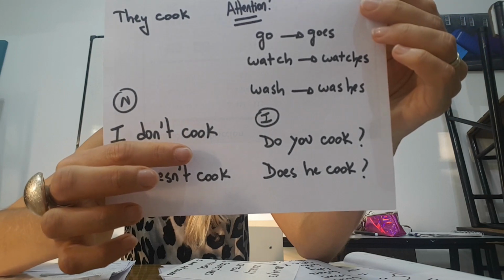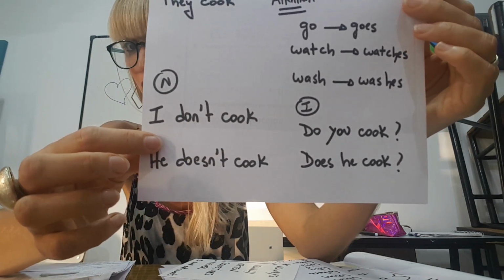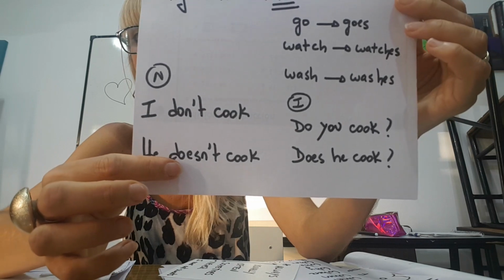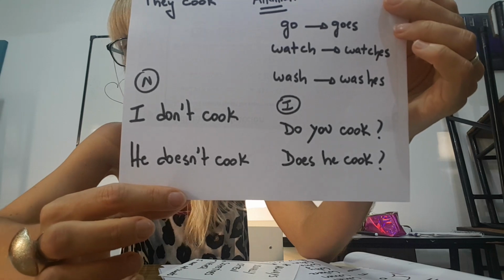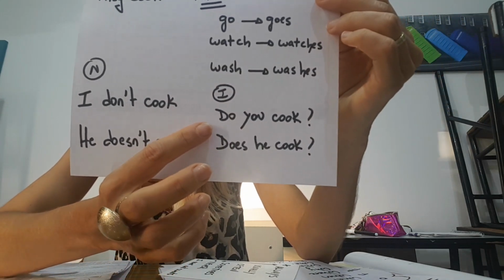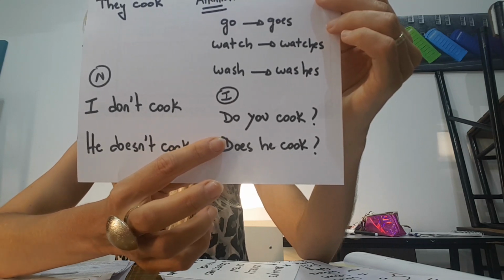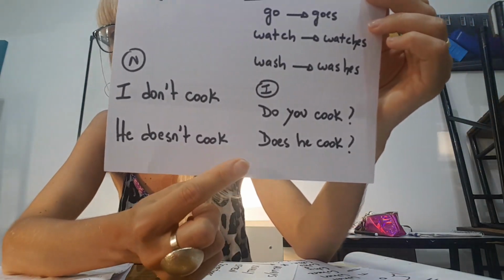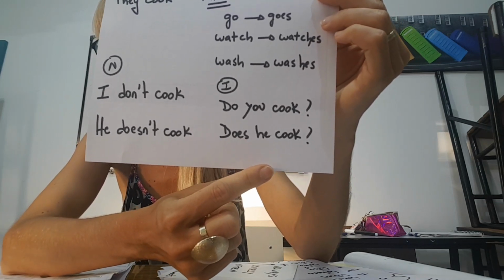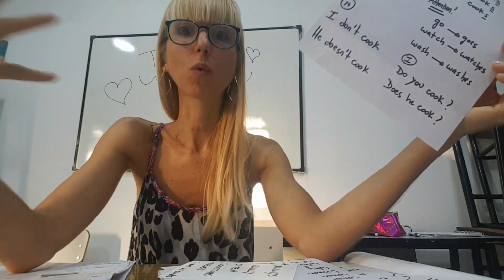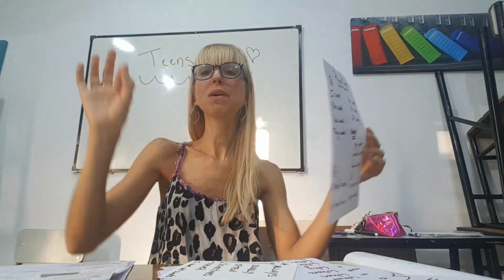Okay, good. Then, to make the negative of the simple present, we use don't and doesn't. I don't cook. Para hablar en negativo, yo no cocino. Or he doesn't cook. Para decir que él no hace algo, en este caso que no cocina. If I want to make the question, I use do or does. Do you cook? For example, do you cook at home? Yes, y les pregunto a ustedes, do you cook at home? And does, if I want to speak about he or she or it, does he cook? Okay, that is to make the questions. So this is like a revision of what we saw last class.